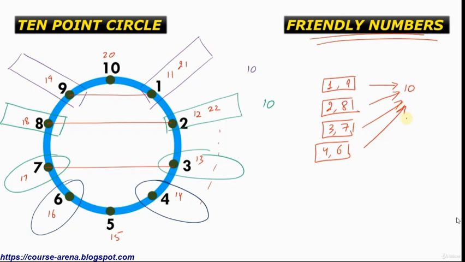But then we can extend this definition and we can say that friendly numbers can also be expressed in combinations of 3. For example, 1 plus 2 plus 7 will also give us a multiple of 10. 2 plus 3 plus 5 will also give us a multiple of 10 and there are many such examples which I hope you can do yourself. Alright, now let's move on.